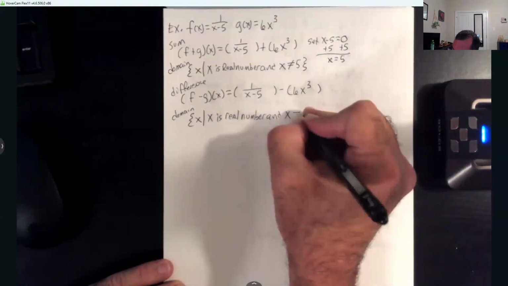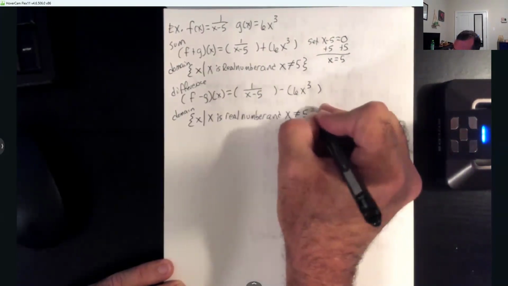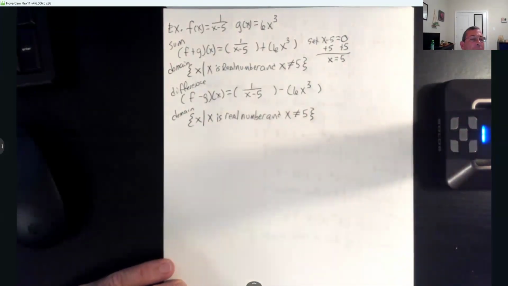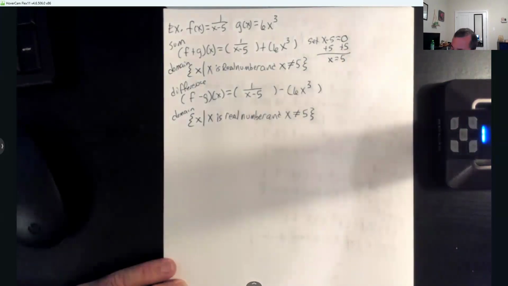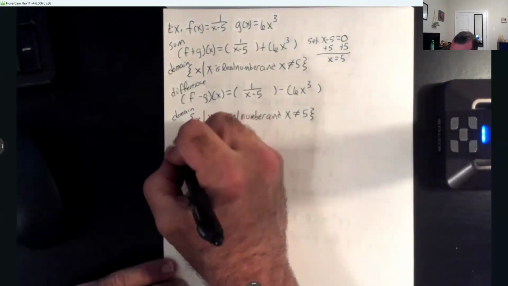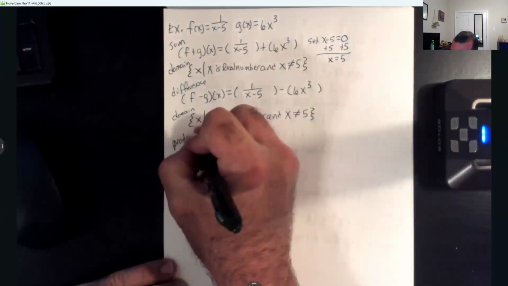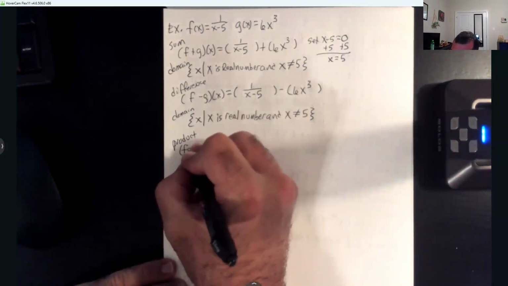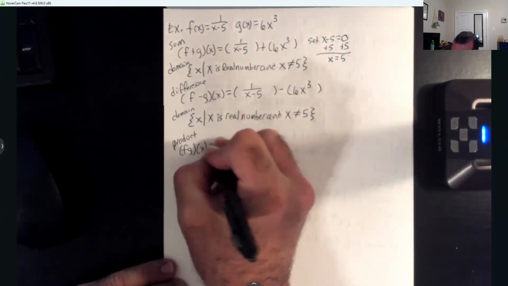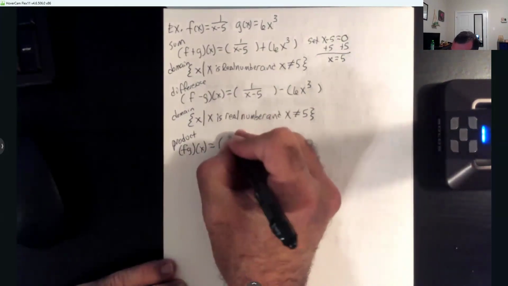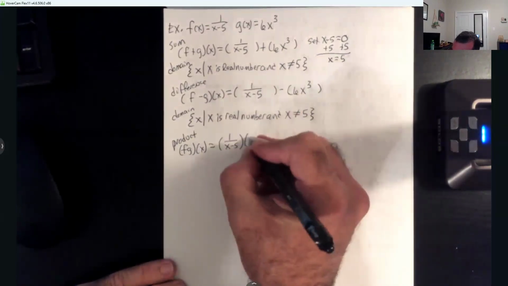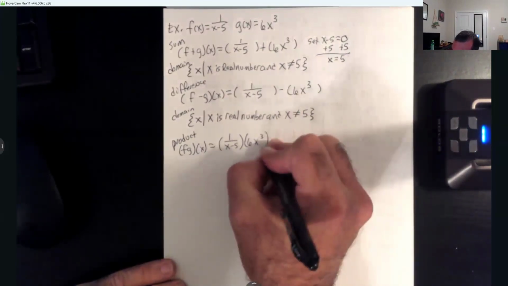And our x cannot equal a positive 5. Yeah, Jackson, you're on there. So same, definitely. So what's next? Our product. So that's going to be f times g of x. Same thing. I got 1 over x minus 5 times 6x to the third.